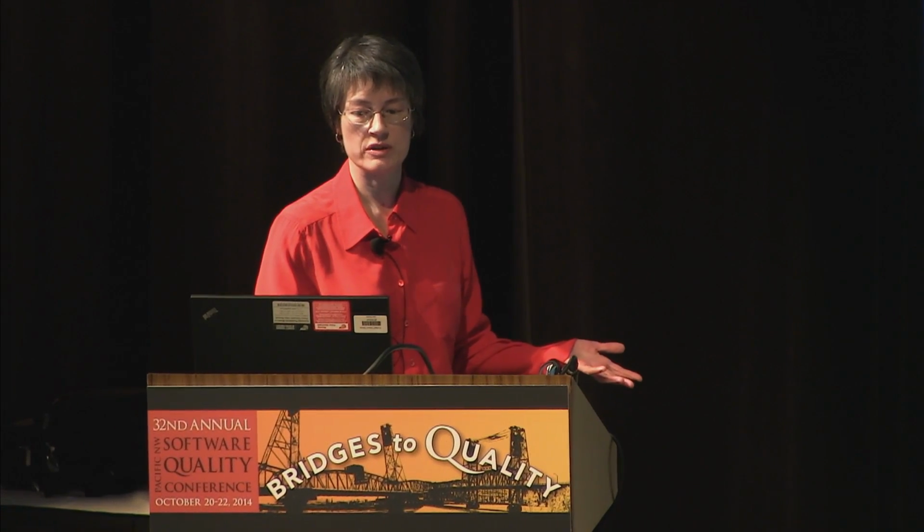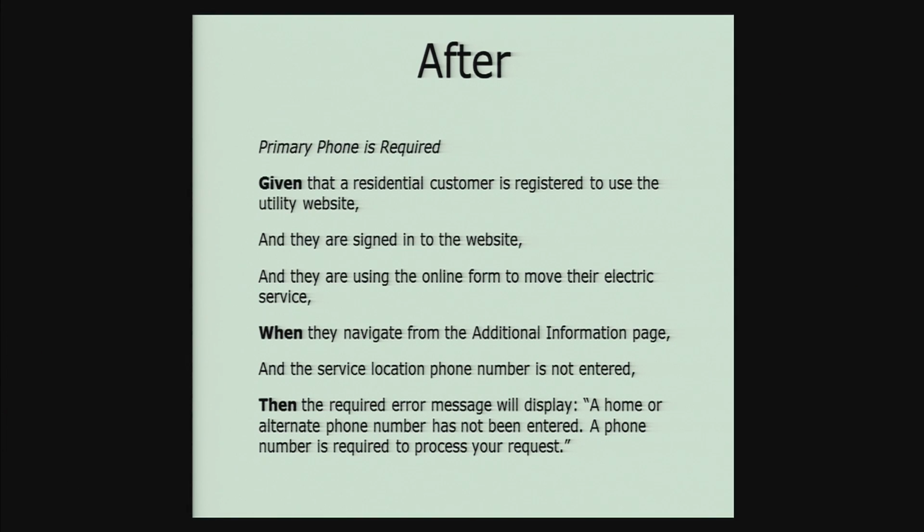Here's another one. The primary phone number is required. So this one actually has multiple and statements in the preconditions. And what we have since done is when we look at these preconditions, a lot of them are repetitive. Like most of our stuff is like, given that you're a customer and you're registered for online service and you've logged in and you select an account. That's repetitive.